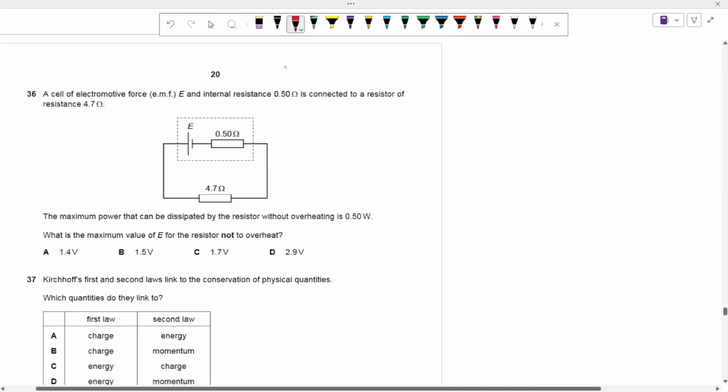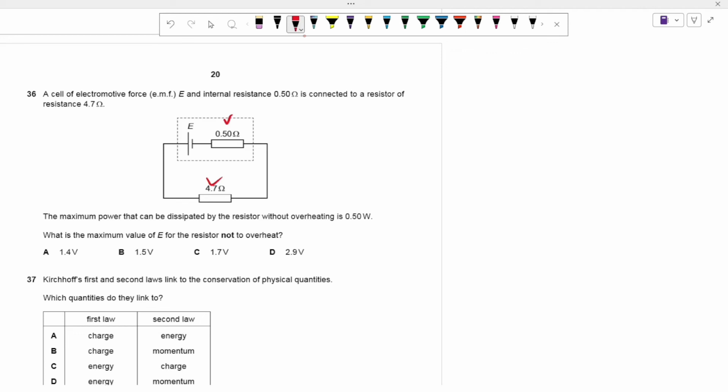36. A cell consists of electromotive force E and internal resistance 0.50 Ω. The maximum power that can be supplied to the resistor without it overheating is 0.50 W. What is the maximum value of E? So E is the EMF, and E is distributed accordingly. So it means that both of these get a V, and they get a share of E.